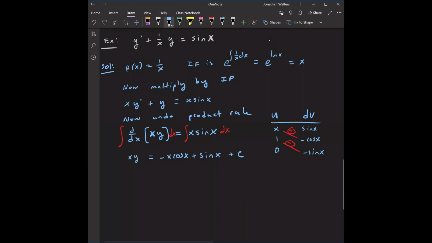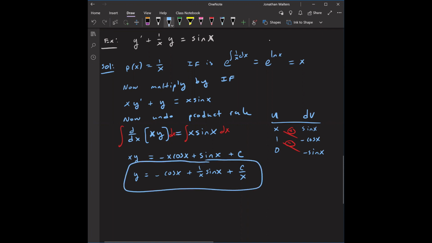Now, solve for y. So y equals, divide everything by x, basically. So it's going to be negative cosine x plus 1 over x sine x plus c over x. And that's pretty much as far as we can go because we don't have an initial condition. We'd need one somewhere other than 0, because we can't have x equals 0 in the solution, since that was a singular point of the differential equation already.